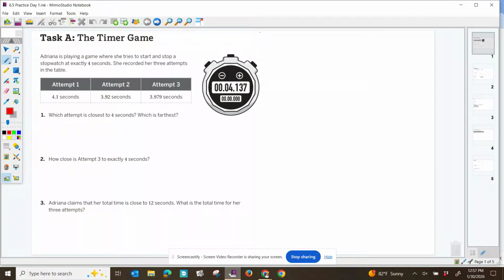So here we go. Adriana is playing a game where she tries to start and stop a stopwatch at exactly 4 seconds. She's trying to test her reflexes there. She recorded her 3 attempts in the table: 4.1 seconds, 3.92 seconds, 3.9979 seconds. Which attempt was closest to 4 seconds? Which is the farthest? Well, that first part is a subtraction problem.